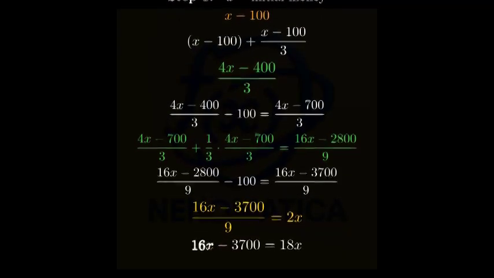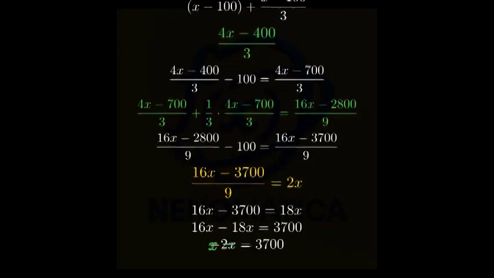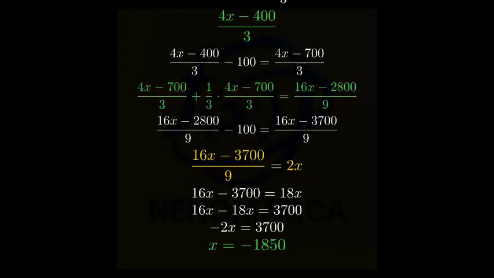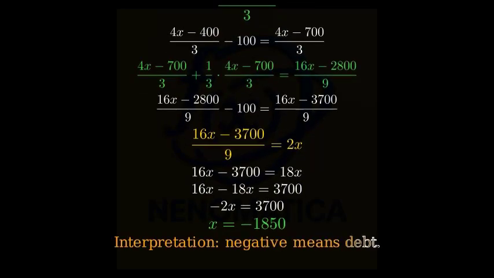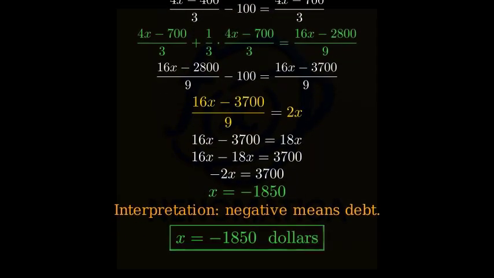Step 5. Solve the linear equation. Multiply both sides by 9. We get 16x minus 3,700 equals 18x. Move terms to one side. Negative 2x equals 3,700. Finally divide by negative 2. So x equals negative 1,850. The negative sign means the student started in debt. Interpreting the context, the initial amount of money was negative $1,850, which corresponds to borrowing that amount.